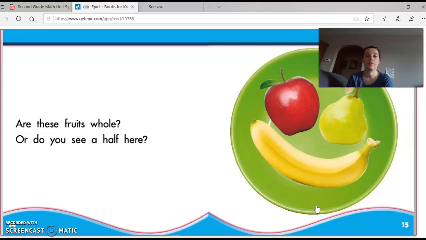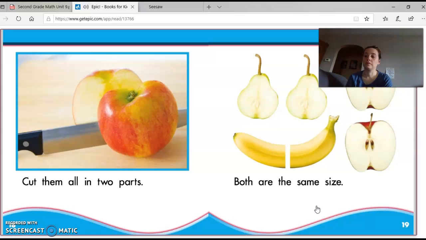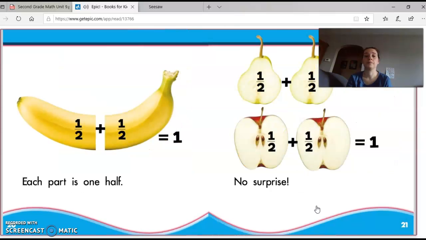Are these fruits whole? Or do you see a half here? These fruits are whole. A banana, apple, and pear. Cut them all in 2 parts. Both are the same size. Equal parts. Each part is 1/2. 1/2 plus 1/2 equals 1. No surprise.